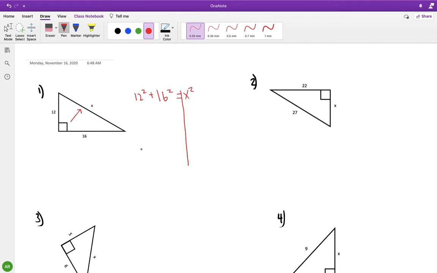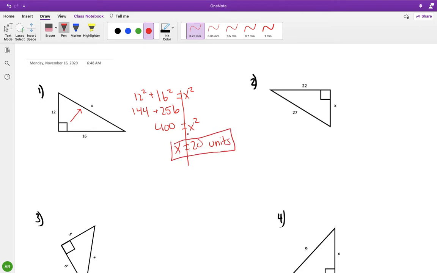So 12 squared is 144. 16 squared. It's first thing in the morning, my brain's not working full speed, but that's 256. Okay, the sum of 144 and 256 is 400. Now I need to find the square root of 400. Conveniently, the square root of 400 is 20. So this is actually a Pythagorean triple. So x equals 20. In this case, we could just say units because we don't know the length of those sides.